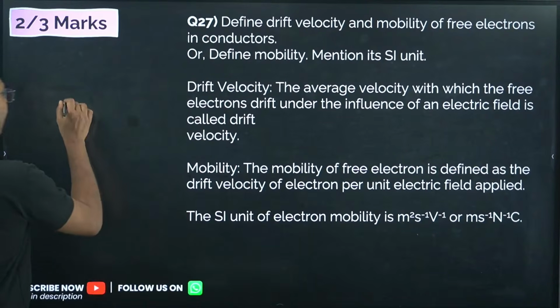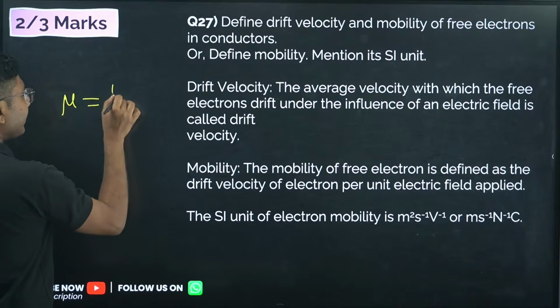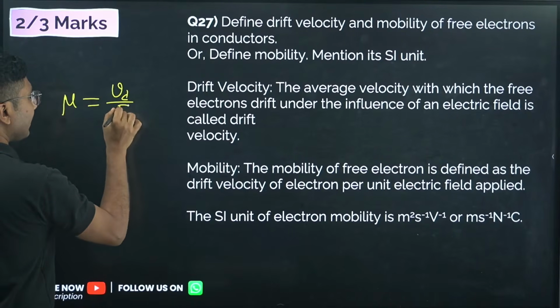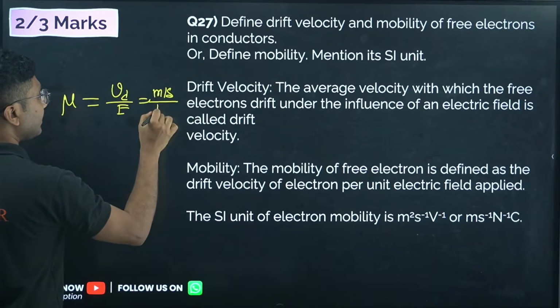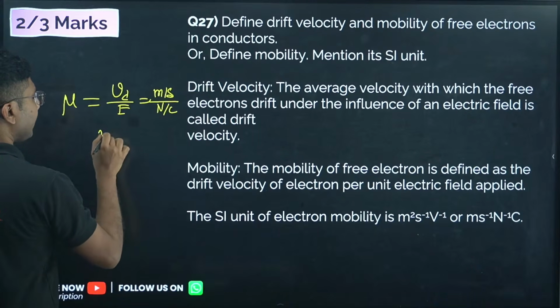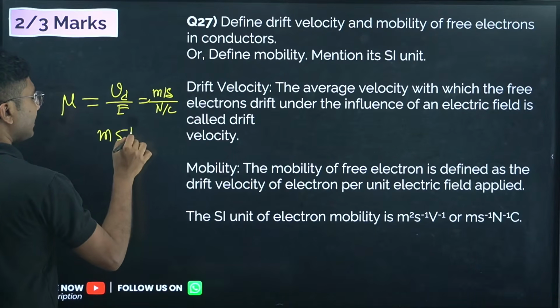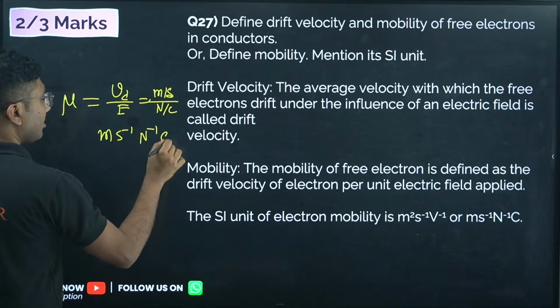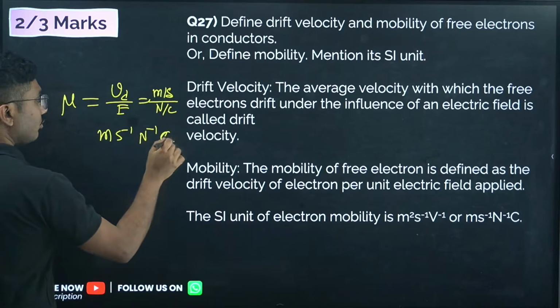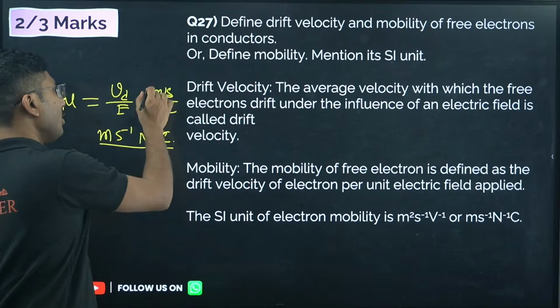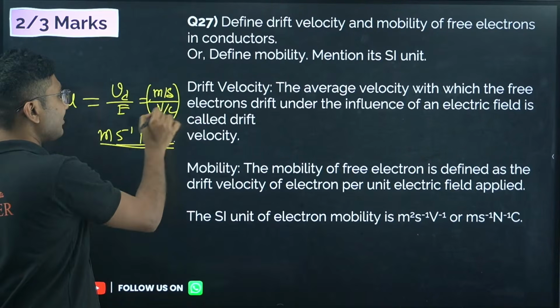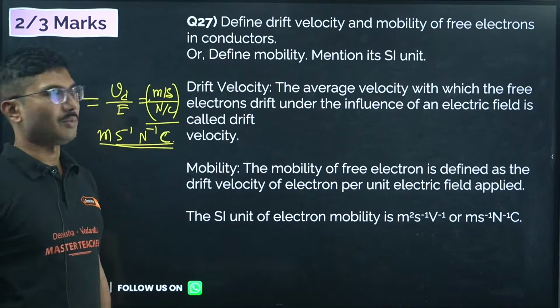How to remember mobility? Mobility is drift velocity by electric field. Drift velocity is meter per second and electric field is Newton per Coulomb. So the unit is meter second inverse per Newton per Coulomb. This is how you can remember the unit. If you don't know how to write this, you can leave your answer here also, you will get full marks.